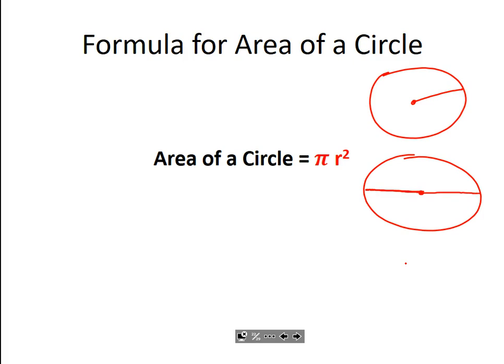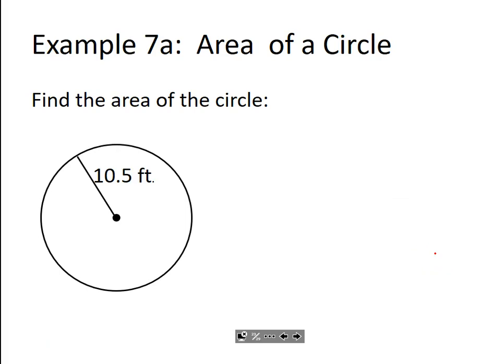Now the way a diameter relates to a radius is we've got 2 radiuses here, if you notice, from here and here. So the diameter is 2 times the radius. Or if we have the diameter and we're trying to find the radius, we have to divide that diameter by 2 to get the radius. Okay, so now let's talk about this problem. In this problem, we have that our radius is 10.5.